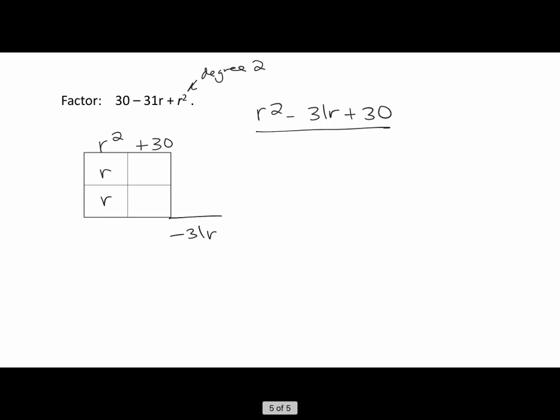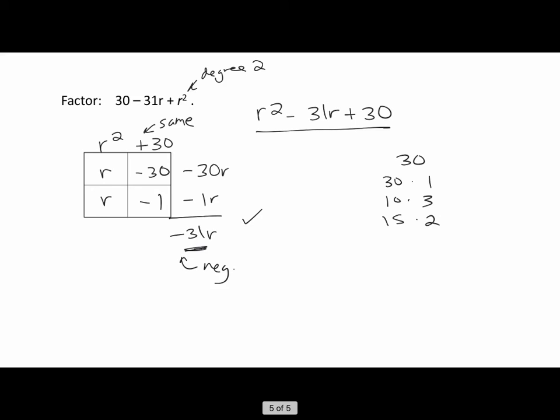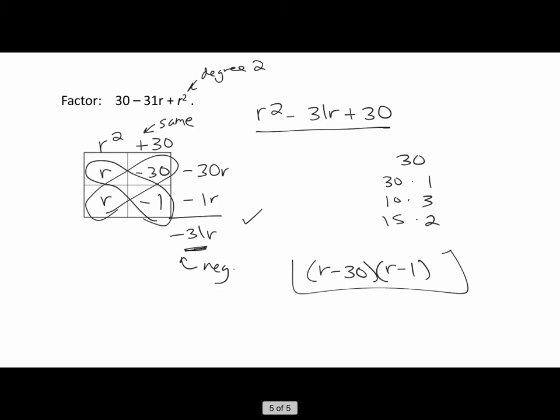So factors of r squared have to be r times r. And factors of 30 could be 30 times 1, 10 times 3, 15 times 2. And I want to get 31 for my adding goal, so I think I'm going to try 30 times 1. That might be the only way to get it, right? So let's look at the signs. Same sign, both negative. And multiply across. R times 30 is negative 30r, and a negative 1r does add up to what we want. So we will have factors of r minus 30 and r minus 1. And we can always check by multiplying those back together to get the original polynomial.